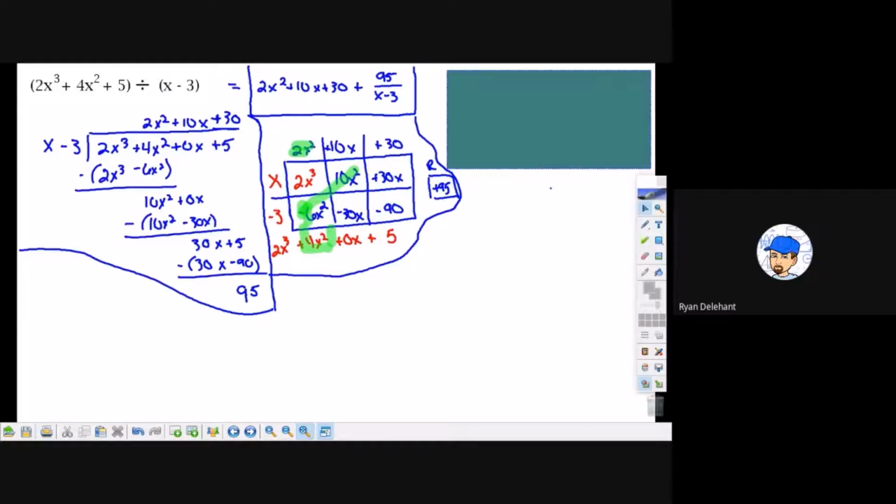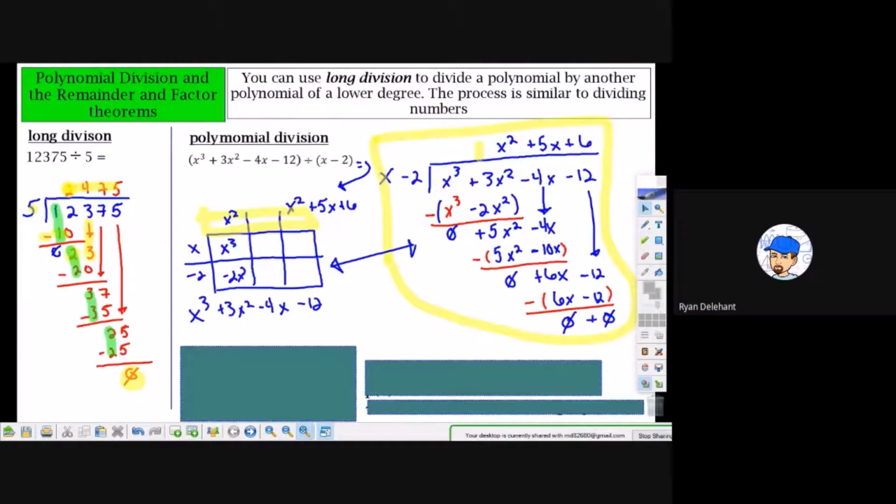Well, let me go back and ask you this. Is 5 a factor of 12,375? Why? Because it goes into it. Because it goes in evenly. That's right. And then that means that what type of remainder do we have? We have 0. Our ultimate goal is going to be to factor polynomials so we can sketch them.